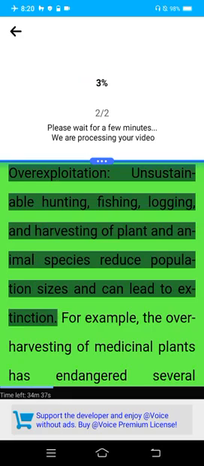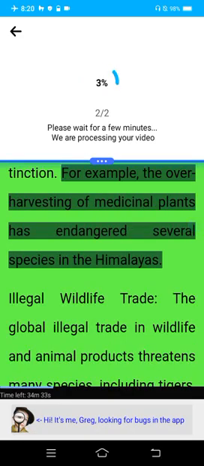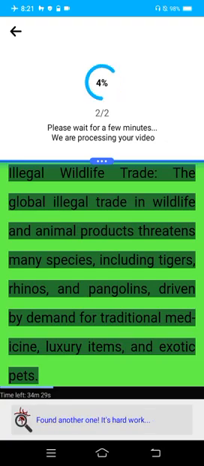Overexploitation. Unsustainable hunting, fishing, logging, and harvesting of plant and animal species reduce population sizes and can lead to extinction. For example, the overharvesting of medicinal plants has endangered several species in the Himalayas. Illegal wildlife trade. The global illegal trade in wildlife and animal products threatens many species, including tigers, rhinos, and pangolins, driven by demand for traditional medicine, luxury items, and exotic pets.